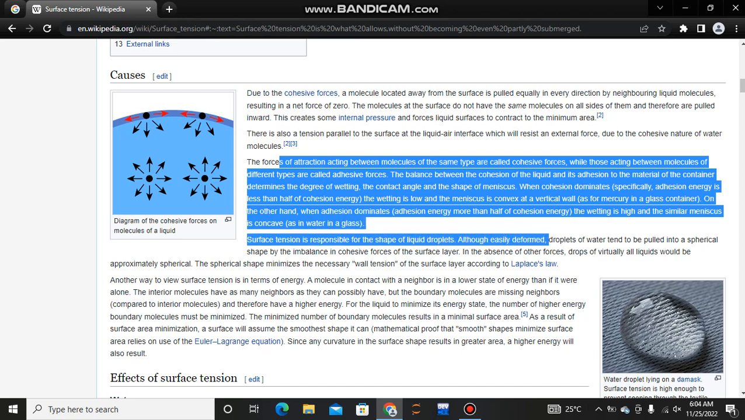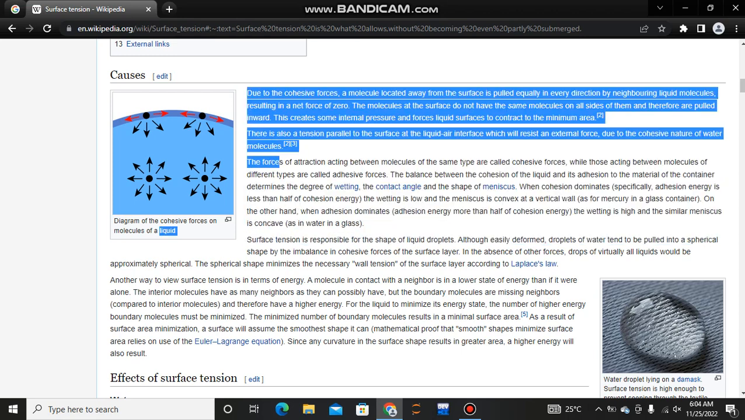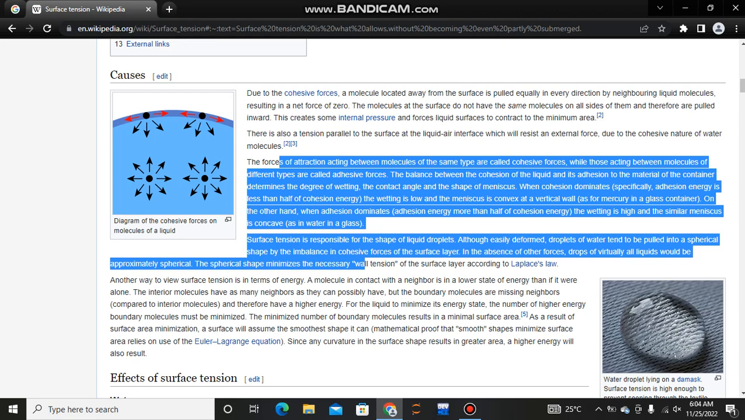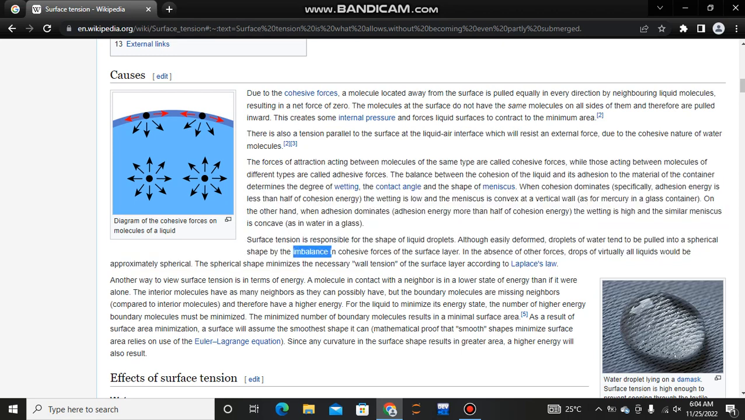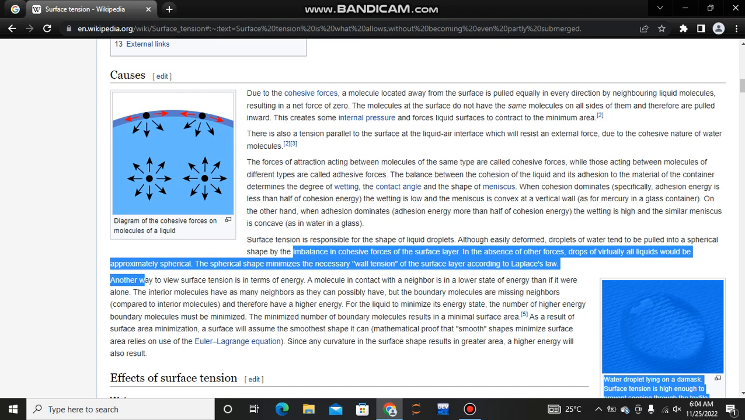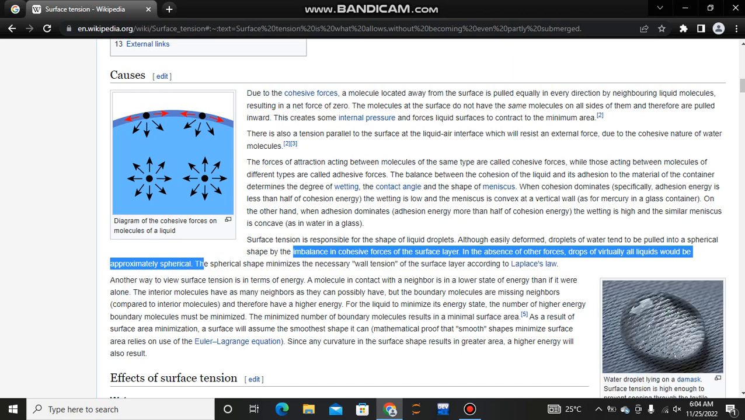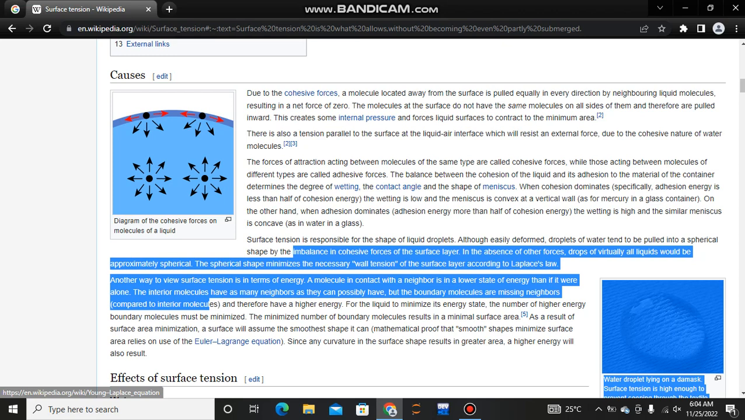Surface tension is responsible for the shape of liquid droplets. Although easily deformed, droplets of water tend to be pulled into a spherical shape by the imbalance in cohesive forces of the surface layer. In the absence of other forces, drops of virtually all liquids would be approximately spherical. The spherical shape minimizes the necessary wall tension of the surface layer according to Laplace's law.